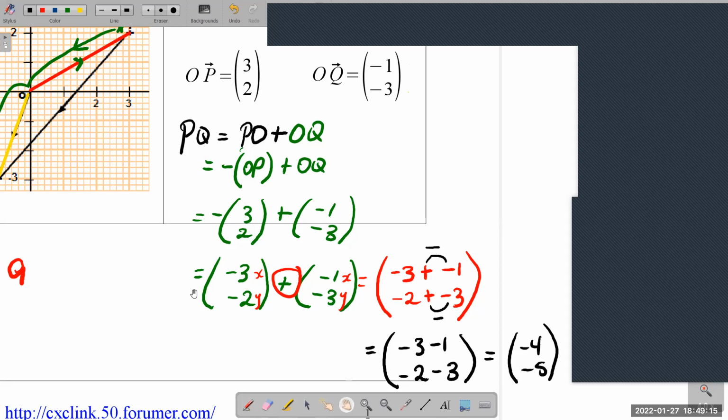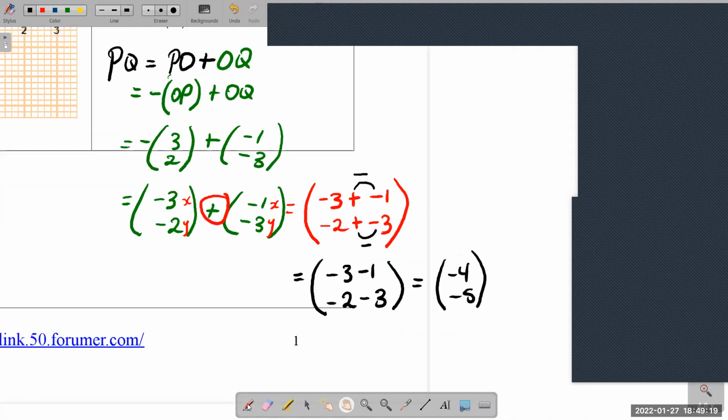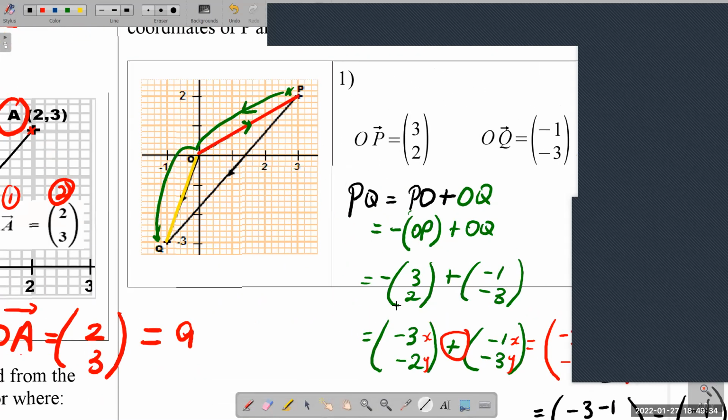Let's see if that's correct, even before checking. So this tells us what type of movement. To go from P to Q, this is 4 left from P and 5 down from P. Let's see if that's true. Let's look at our diagram. So how much did they say, 4 left? Is it 4 left? Let me see again.